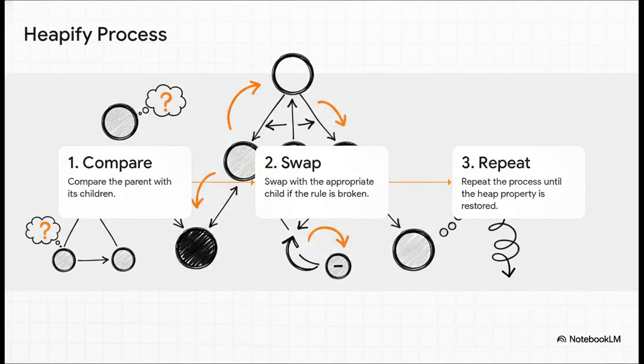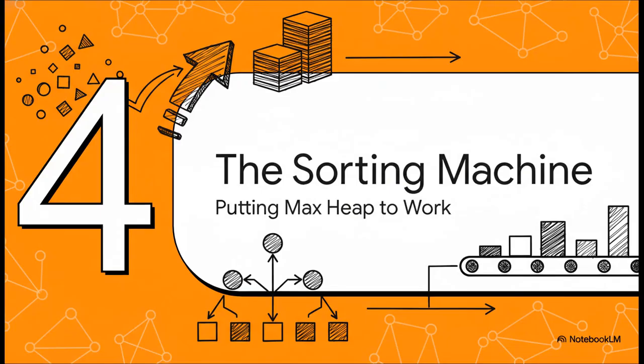And the heapify process is just plain logical. First, you look at a parent and its kids. If the rule is broken, like a child is bigger than its parent in a max heap, you just swap them. Then you just repeat that check and swap process as you move down the tree until everything is back in its right place.